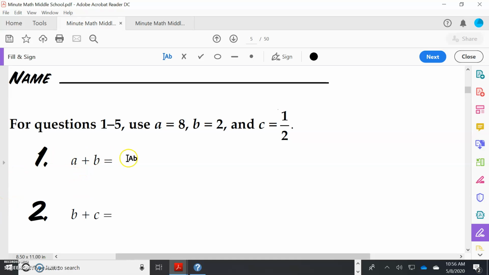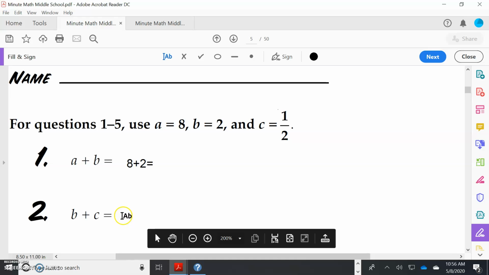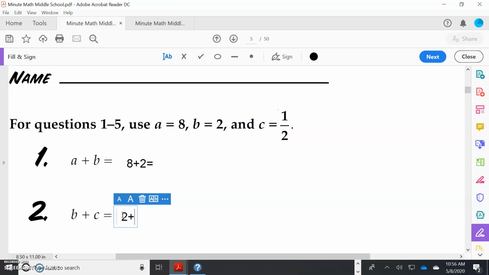So A is 8, so we have an 8 right here, plus B, and B is 2, so 8 plus 2 equals what? That's your answer. Come down here, we're going to do the same thing. B is 2 plus C, and C is 1/2.